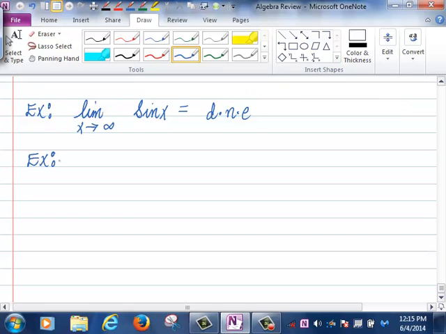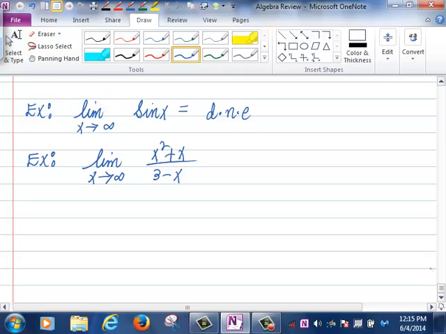Another example: the limit as x goes to infinity of x squared plus x divided by 3 minus x. Now, when I do this problem, I am going to do it a little bit differently. So how did we do this problem before? This type of problem, we factor out the leading term, right? The highest power of x.